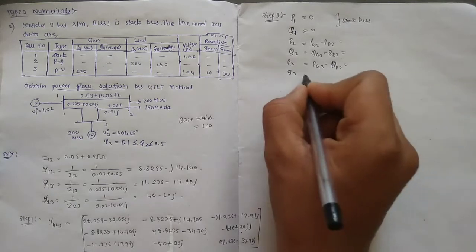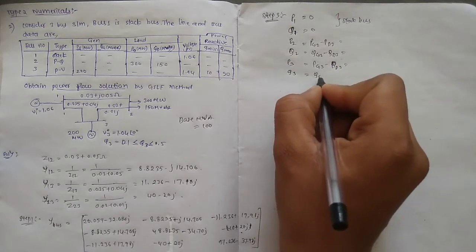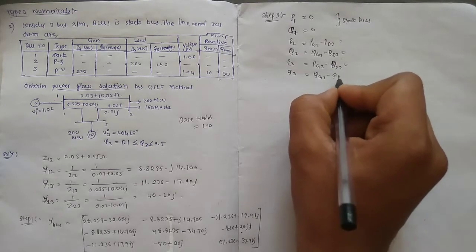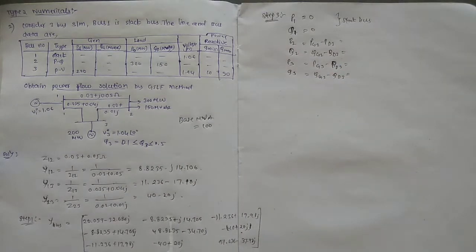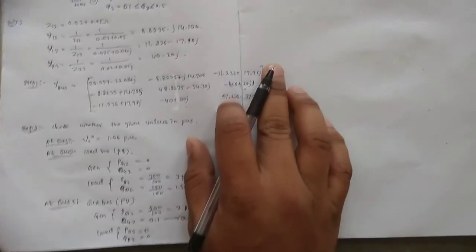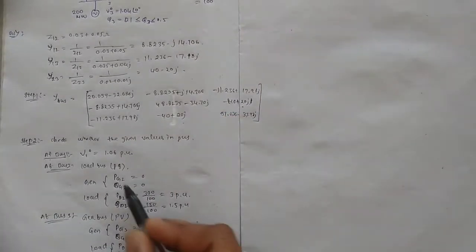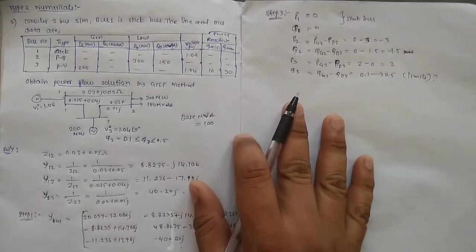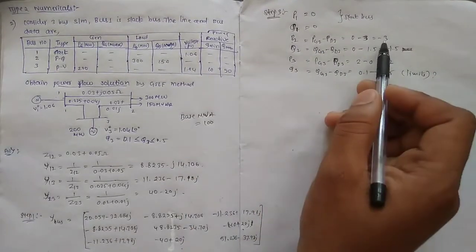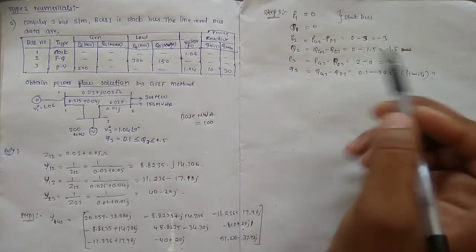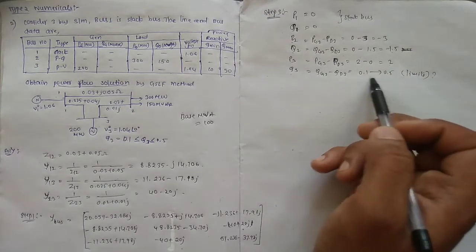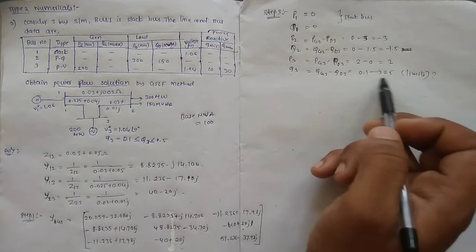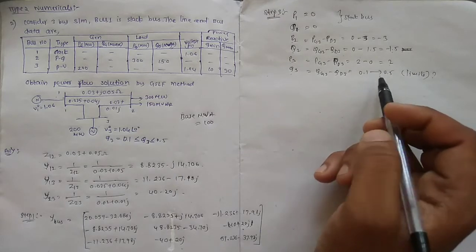P3 is PG3 minus PD3 and Q3 is QG3 minus QD3. By substituting these values, since we have calculated PG2, QG2 and so on, we get P2 is minus 3, Q2 is minus 1.5, and P3 is 2. For Q3, we have limits, okay. For the generator they gave limits, so we need to calculate this value.